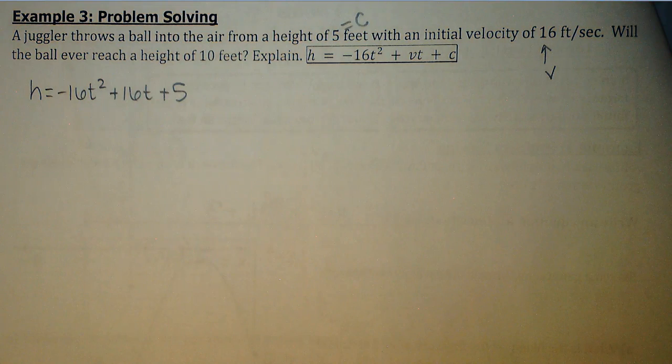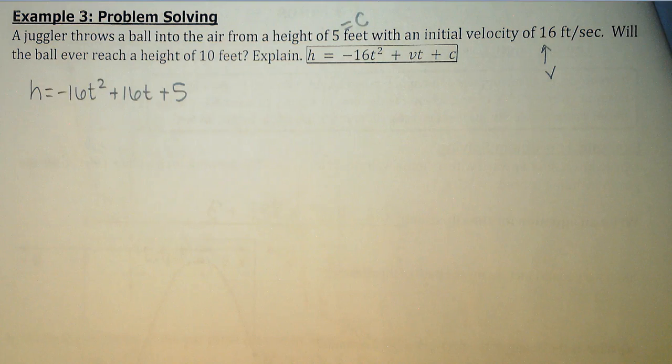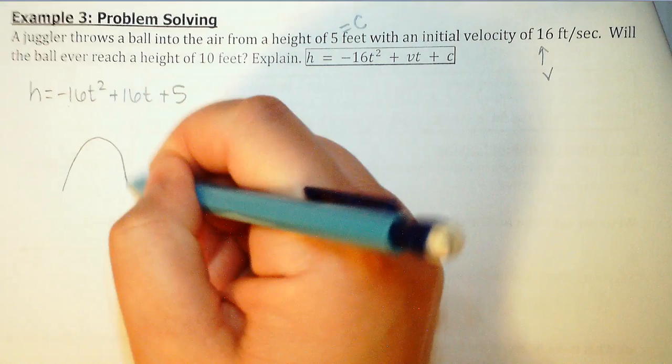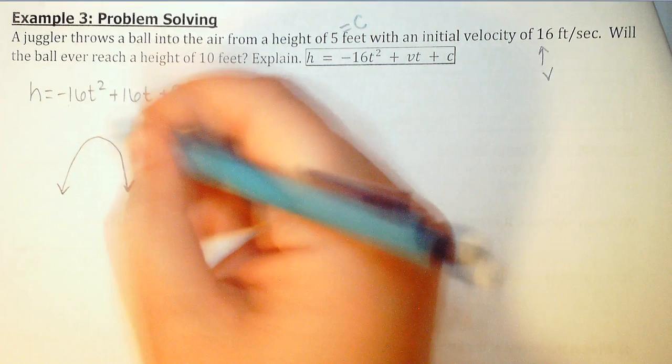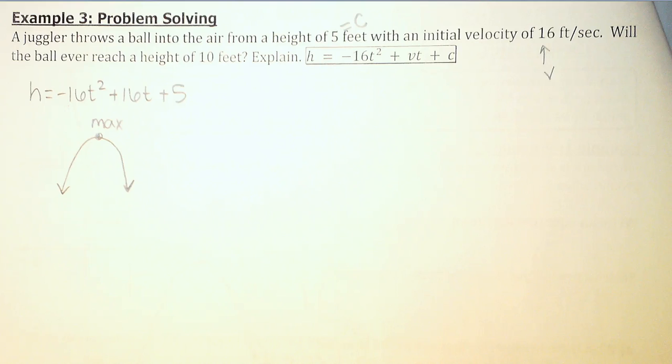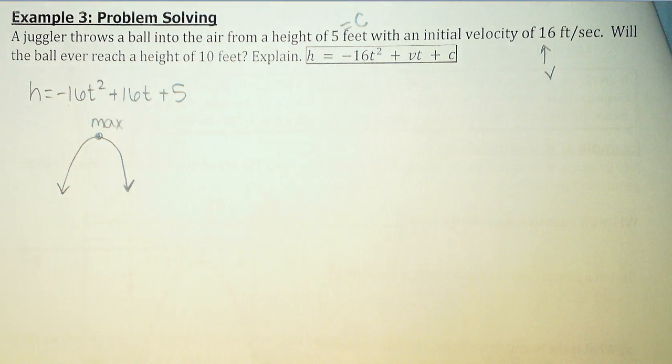Now it says, will the ball ever reach a height of 10 feet? Explain. So what we have to work with here, I would tell you this is negative. This is going to turn upside down, and so the vertex here will be a maximum. So what I would like to do here is find the vertex and see what the maximum height is that the ball will actually reach, and then we can determine whether or not that is bigger or less than 10.